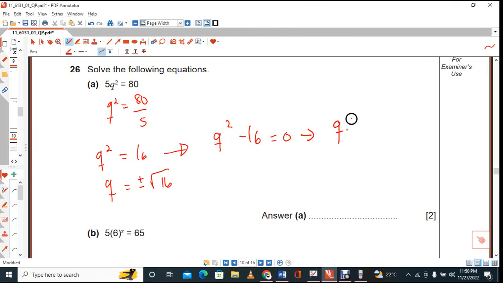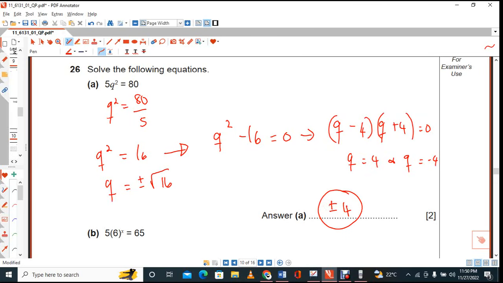This gives you the difference of two squares, if you know what I mean. Okay, so you're going to have q minus 4 and q plus 4 equals 0. And you'll realize that q equals 4 or q equals negative 4. Hence, we say the value there is positive or negative 4.